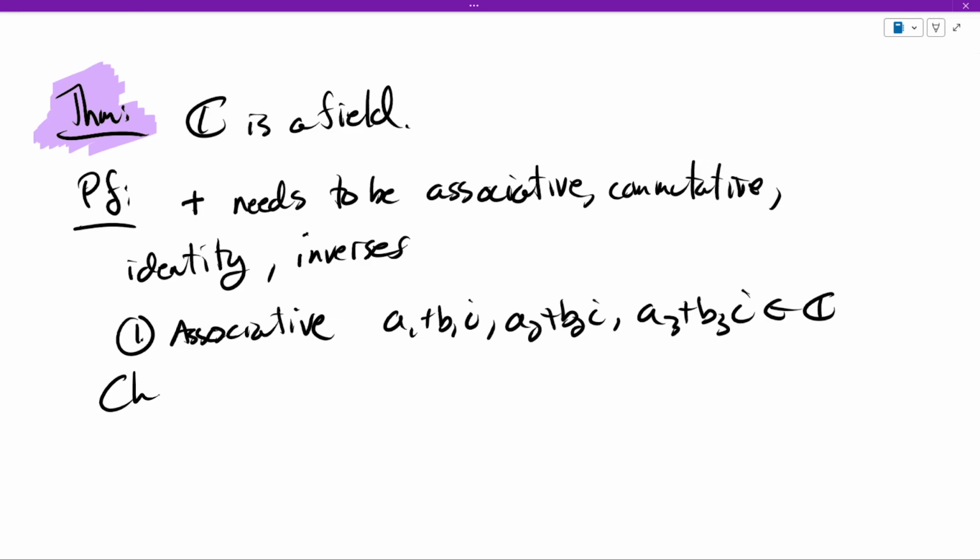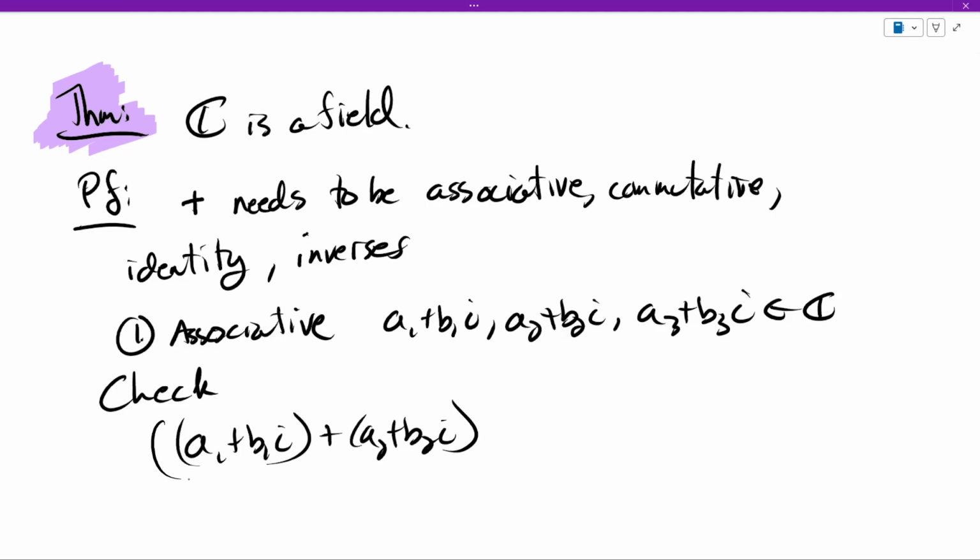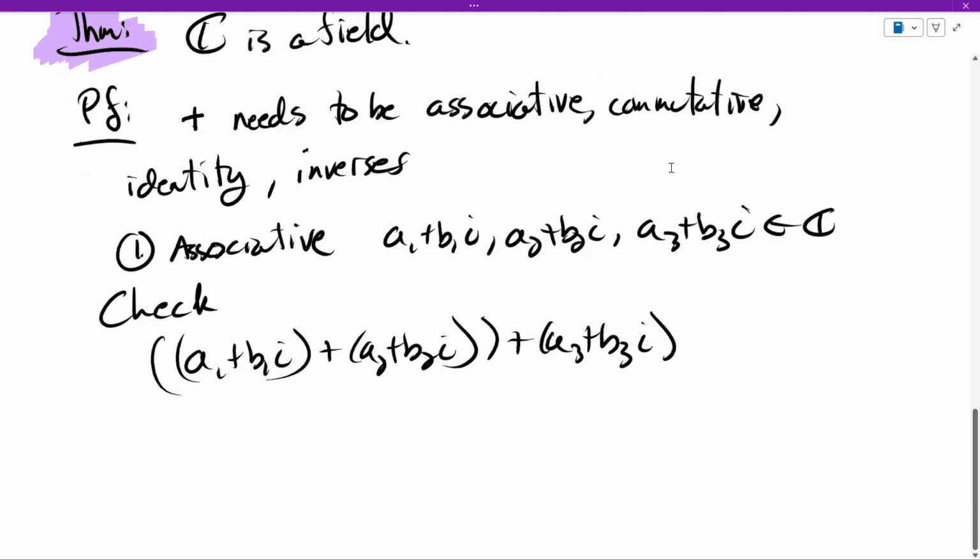There we go. All right, so let's take three complex numbers, a1 plus b1i, a2 plus b2i, a3 plus b3i. So these are three complex numbers. And we need to check that if we add a1 plus b1i and a2 plus b2i first, and then add a3 plus b3i, that needs to be equal to the same, but with the parentheses swapped. So I'm not going to write that out. We're going to do this computation, and then I'll swap the parentheses for the next one.